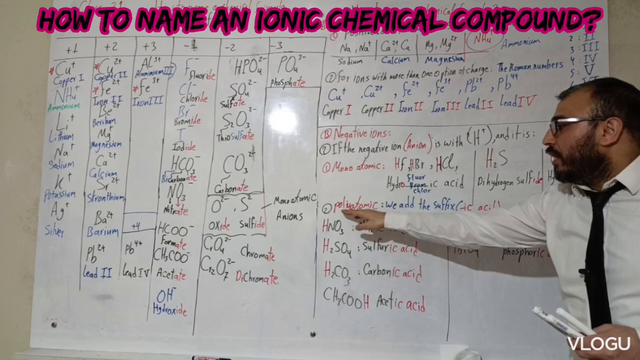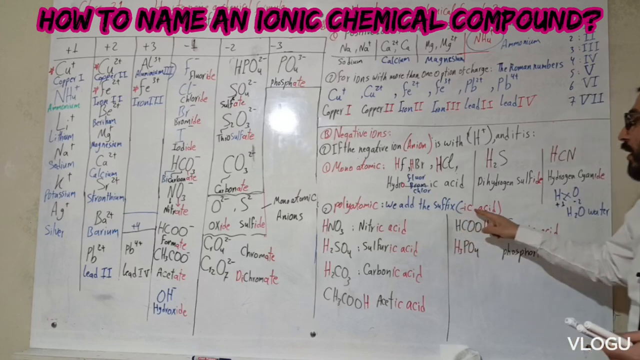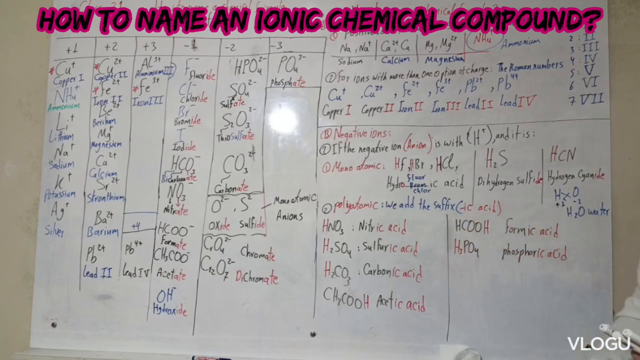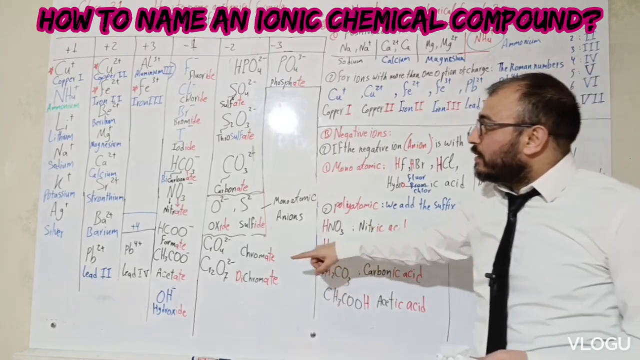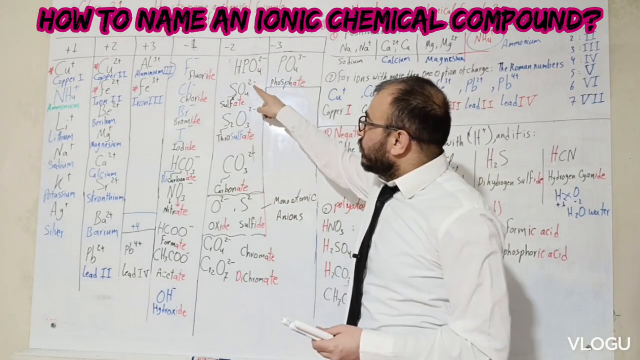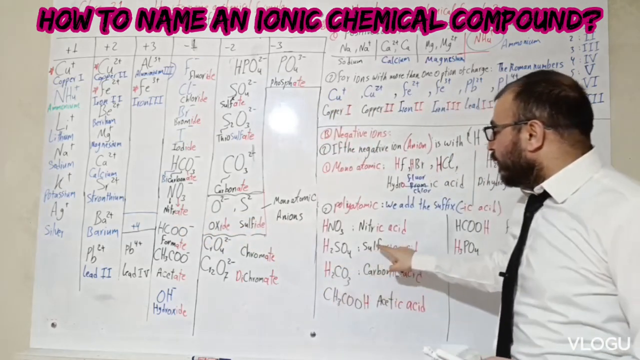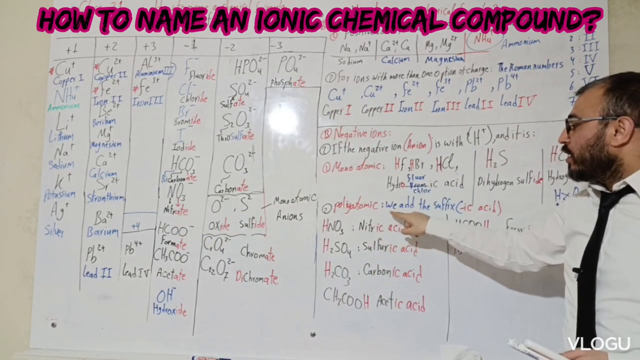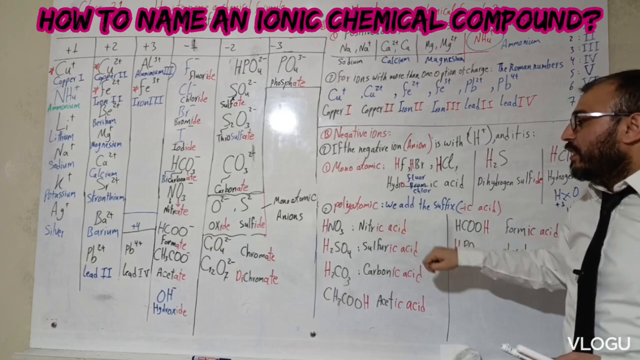Now, the other option is when the negative ion or the anion is with H+, the hydrogen ion, and it is polyatomic. In here, my friends, I think it's easier. We only need to add the suffix ic acid. For example, here we have nitrate. We delete the ate, we leave nitr, then we add ic acid, so we have nitric acid.